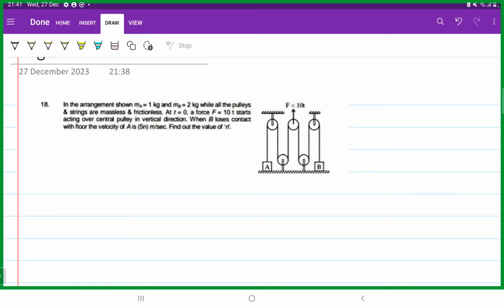So we have got this drawing of the system over here, and it says that the mass of block A is 1 kg and that of block B is 2 kg. At t equal to 0, a force 10t is applied as shown in the figure, and we have to find the velocity of A when B loses contact. Okay, so let's begin.